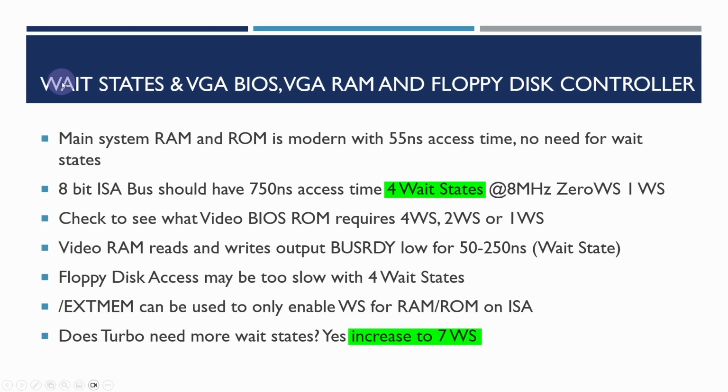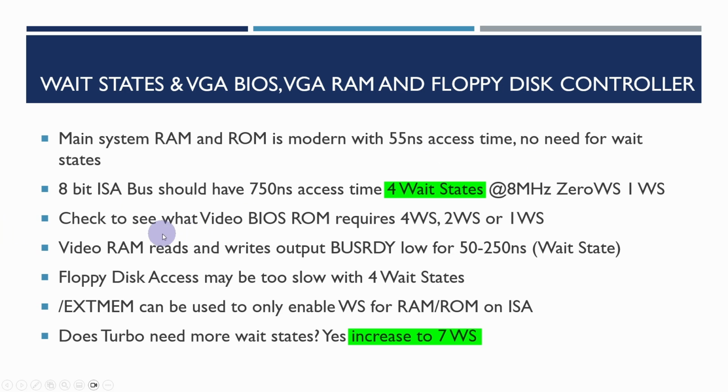So then what about the wait states and the VGA BIOS, video RAM and the floppy disk controller? The main system RAM and ROM is modern with a 55 nanosecond access time, so no need for wait states there. But the ISA bus should have 750 nanosecond access time, so that's at least 4 wait states. Now, with 8 megahertz and 0 wait states, that will be 1 wait state, but we're not going to worry about this 0 wait state for the moment.